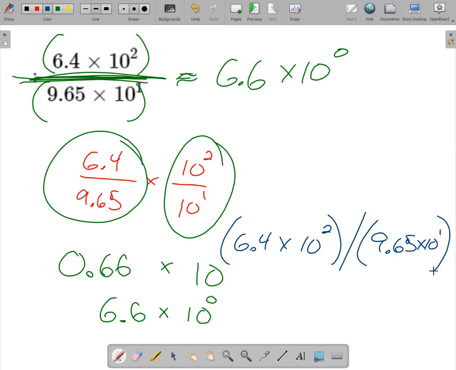So just to double check. I didn't do it either. I tried. I messed up because I just broke up the problems separately. So I did 6.4 divided by 9.65. So I got 0.66. Then I did 10 squared divided by 10 over 1. So then I got 10, or 10 over 10 to the 1, or just 10. It should be just 10.